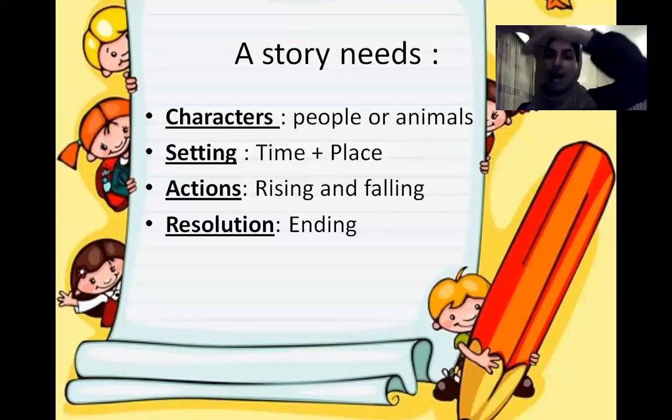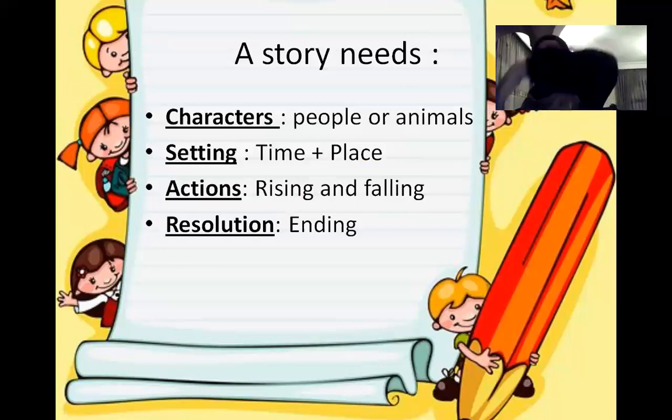And the falling actions are everything that is done by the characters to solve the problem in the story. So we have rising actions and falling actions. We need characters, we need setting, we need actions, and we need a resolution, an ending for the story. So these are the 4 elements of the story.